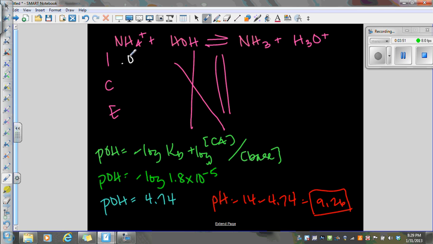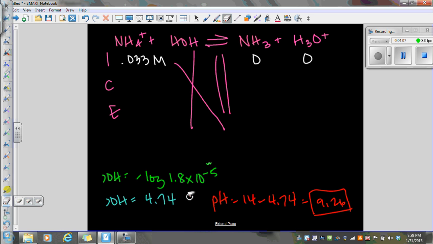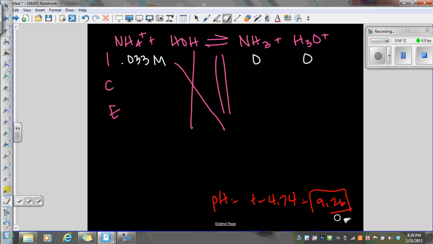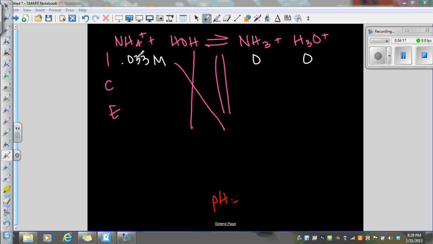If we draw our fence and get rid of water, the only thing we had left was ammonium, and its concentration was 0.033 molar. We had no ammonia and we had no hydronium. I can't use Henderson-Hasselbalch because I only have the amount of one species. I'm not using pOH because I have hydronium over here. So I've got to do some different work. The reactant side will go down by x, product side will go up by x. So I will get 0.033 minus x, x, and x.